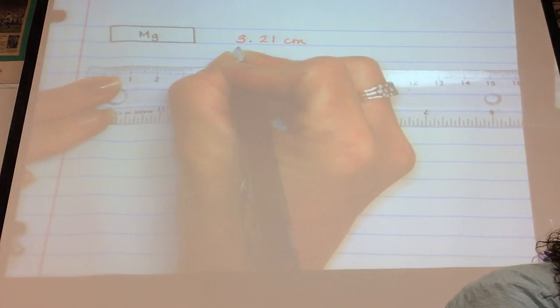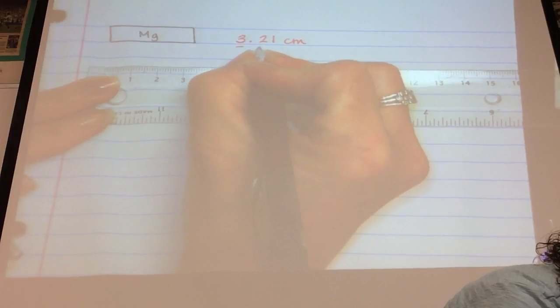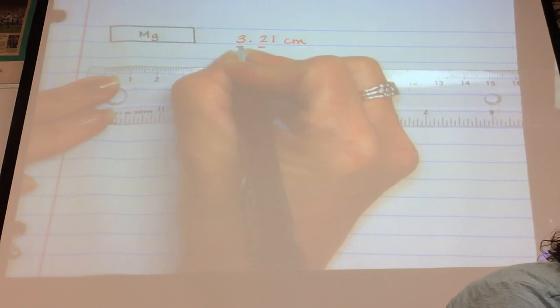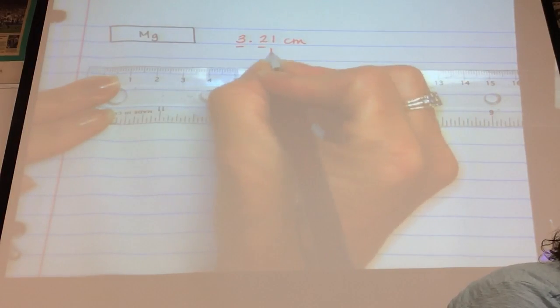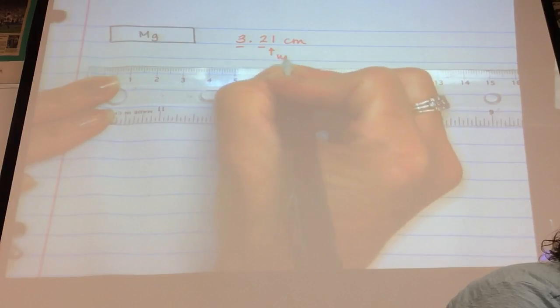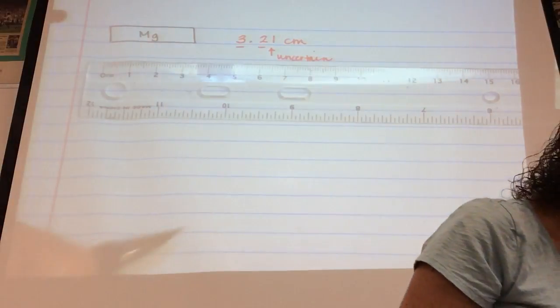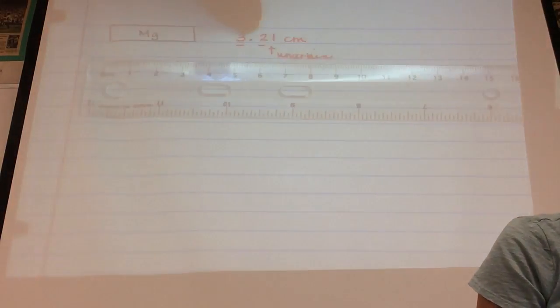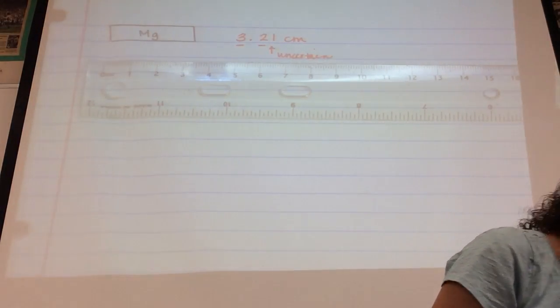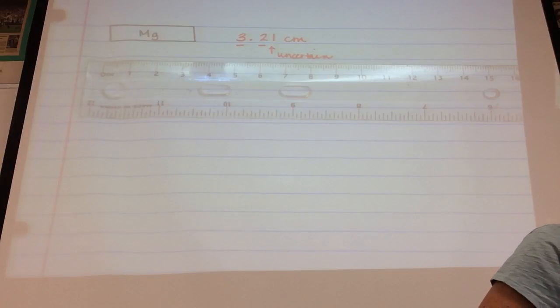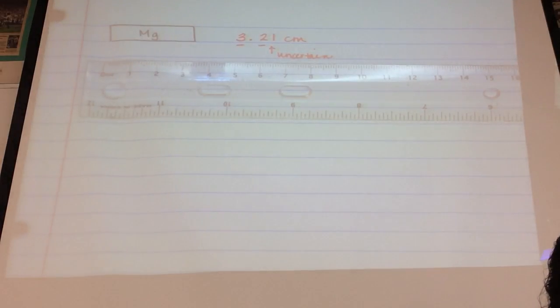centimeters. I was certain of this digit. I was certain of this digit. I read those off the ruler. This is the one that I was uncertain of, the one that I guesstimated. And I have 1, 2, 3 significant digits in that measurement. 2 that I was certain of, 1 that I was uncertain of.